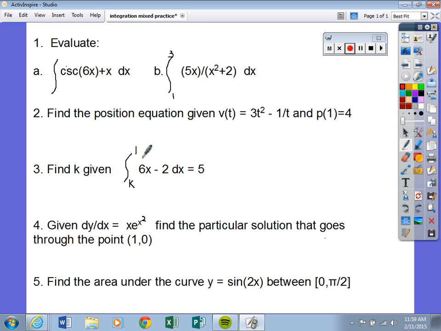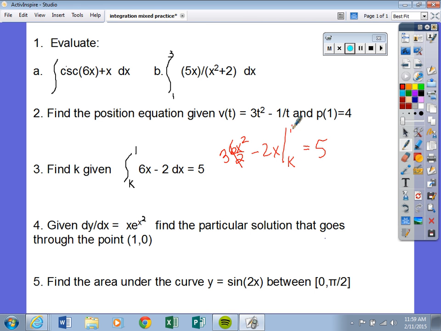So if you don't freeze up, just start the problem like you know how to start the problem. You need to start by taking an integral. So the integral of 6x would be 6x squared over 2 and then minus 2x. And all of that is from 1 to k, or from k to 1. All of that is supposed to equal 5. So this is the math that you start with. I'm going to reduce that and make it a 3. There we go, just make it a little prettier.